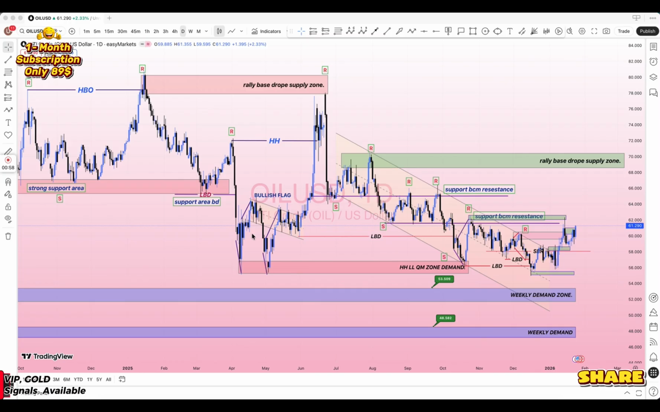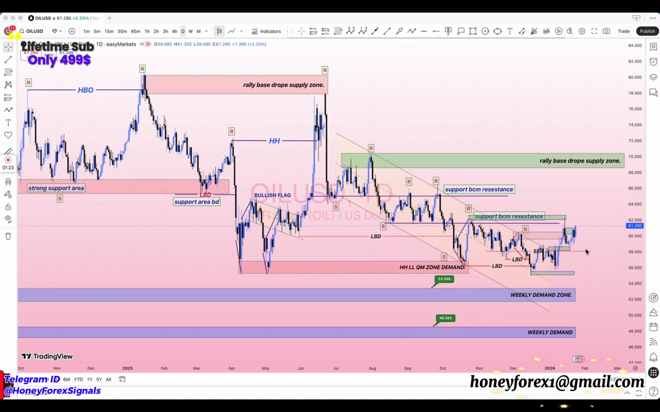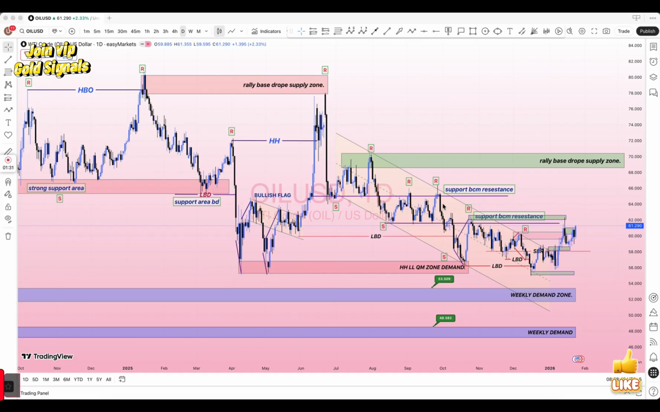Look. This was our major demand zone and support area, with the two QM levels, QM1 and QM2. Market sweep this level. So now we have this really base, really supply zone and higher high, lower low QM supply zone. In this video, this was our major supply area. Support become resistance, drop base, drop supply. So market one time retested and go down.